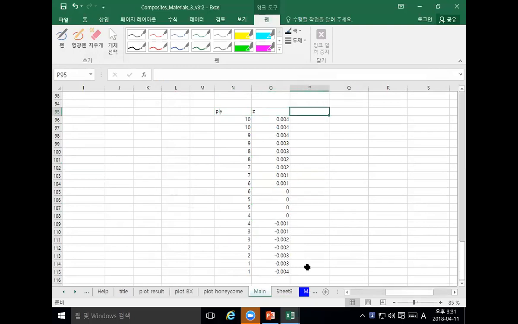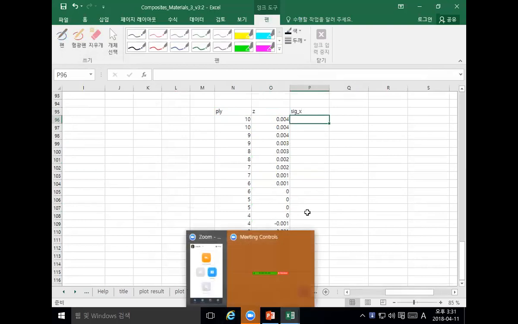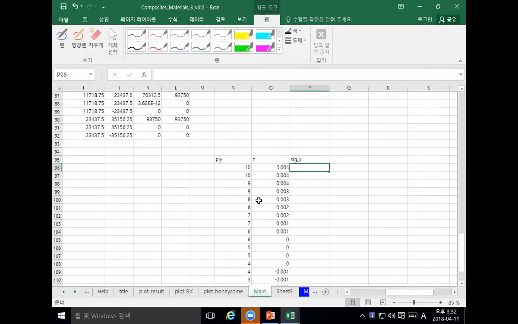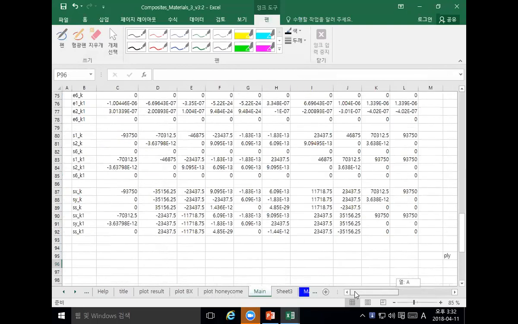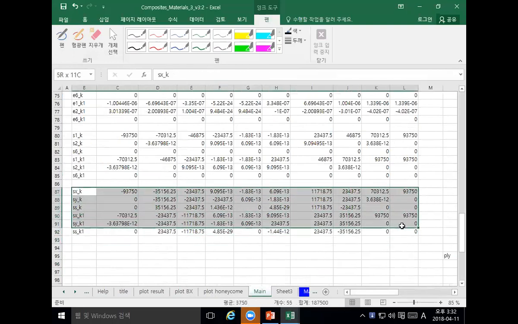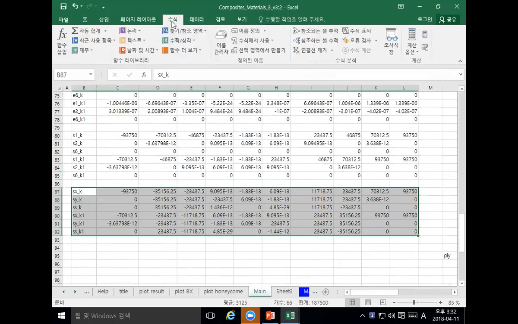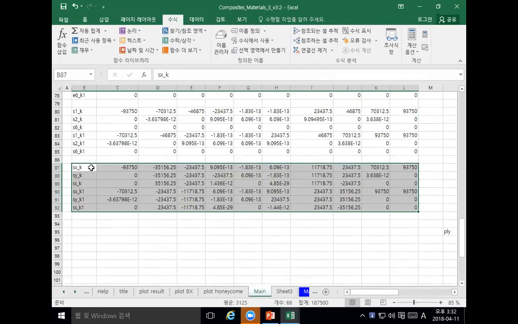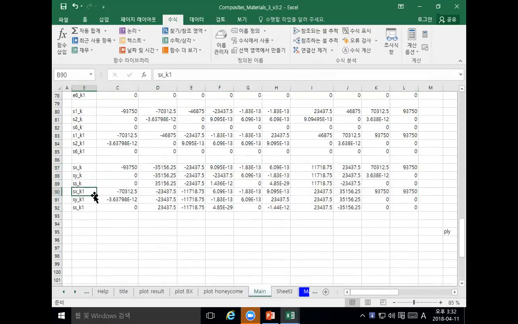Now what we would like to plot is, for example, sigma X, bottom to top. Now how do we do that? Sigma X, as we remember, did we give it a name? Not yet. So we just get this one and give it a name. So this is, remember, sigma X K. This is sigma X K1.